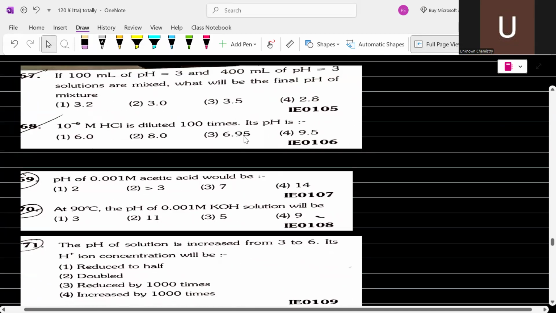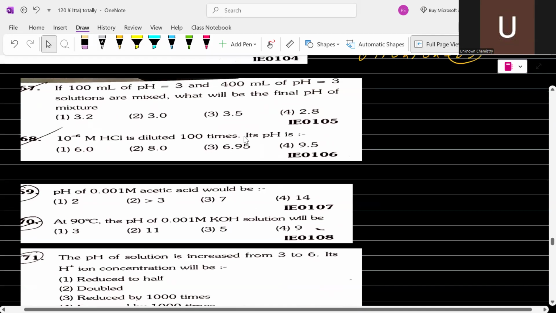If 100 ml of pH 3 and 400 ml of pH 3 solutions are mixed, what will be the final pH? Please understand here. Volume V1, we will have to take 100 ml. pH is 3. pH 3 means concentration of H plus ion is 10 raised to power minus 3. V2 is 400 ml. And here also concentration of H plus ion is 10 raised to power minus 3.